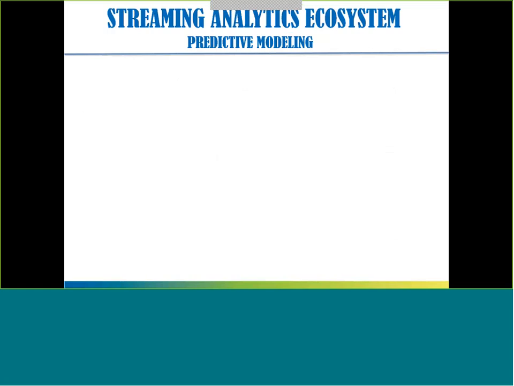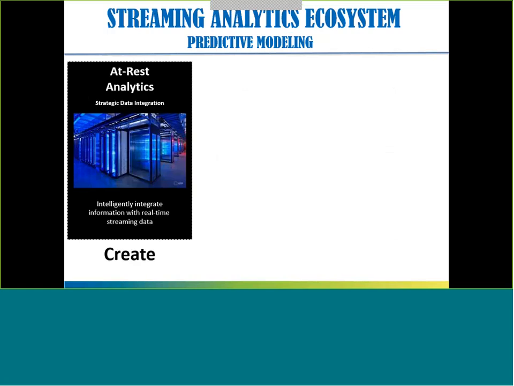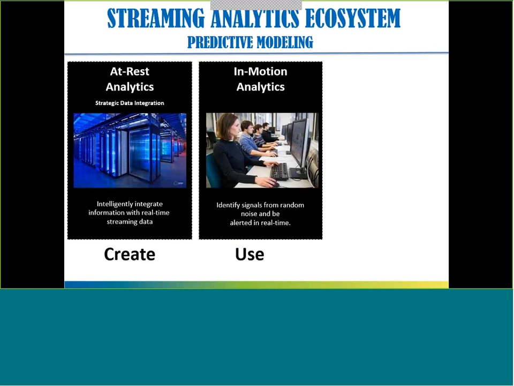Predictive modeling. In a streaming ecosystem, first you can create the model. That's done by taking data at rest, data sitting in a data warehouse or a database, and you can create a model. You get that model created, and then with analytics in motion, you can actually put data against that model and look for signals from random noise and be alerted.